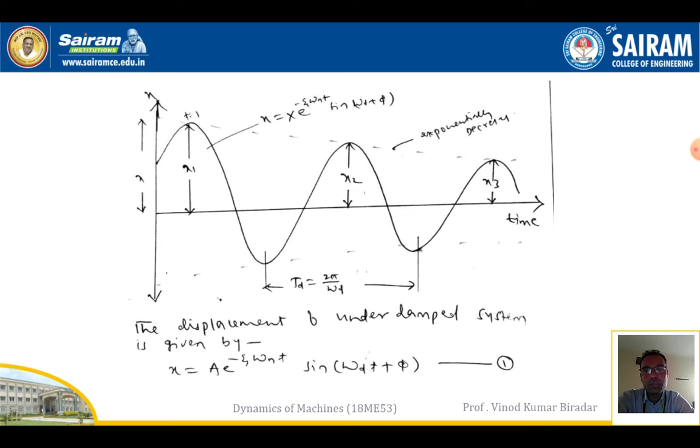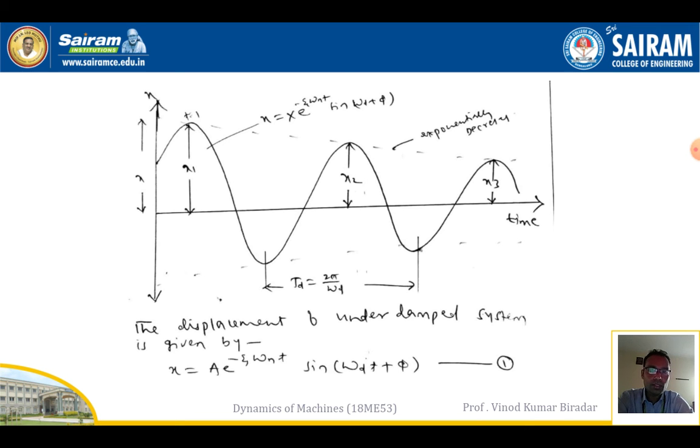The equation of motion for this underdamped system is x is equal to X e to the power of minus zeta omega n t sine of omega d t plus phi. The time difference t2 minus t1 is called the time period, denoted by td, and its formula is given by 2 pi by omega d, where omega d is the damped natural frequency.